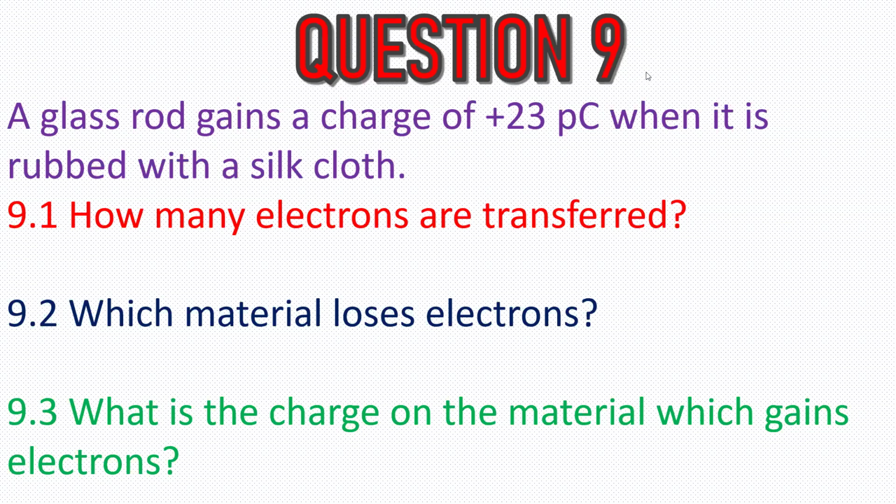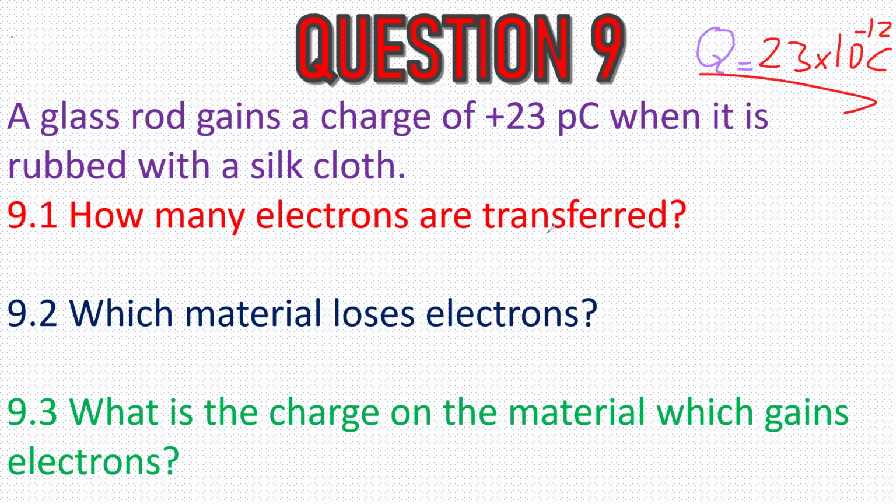All right, you have done. Now we are gonna answer together. Long question, question 9. So now you have charge object glass rod positive 23 pico. So let's write our charge first. On top we can write here charge equals, and we can change our color also. Charge equals positive 23 times 10 to the power of minus 12 coulombs. Okay, this is our charge.